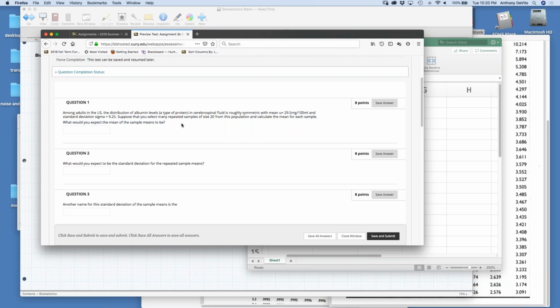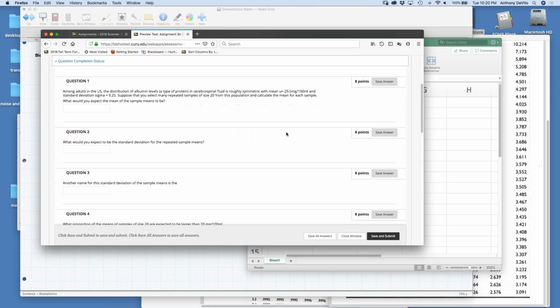What would you expect the mean of this to be? You do it repeatedly, calculate all means. What do you expect the mean of this sample to be? Well, if we take repeated samples of size 20, we would expect that our samples are going to have a mean that's similar to the population mean. That's why we take samples. So the average we would expect would be the same as 29.5, the same as the population mean.